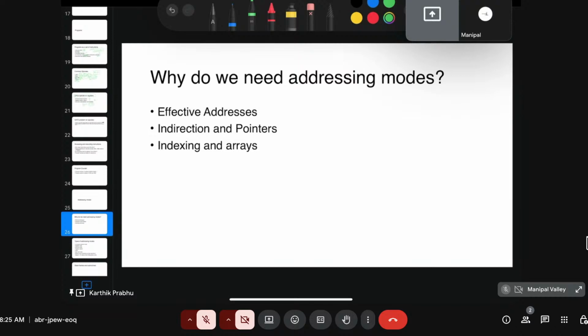Addressing modes give you the ability to not have to list out every physical address every time. Rather, if you know one address, then you can access the other addresses. So this is the whole reason: we want to compute effective addresses, we want indirection, and we want indexing. That is the whole reason we need addressing modes.